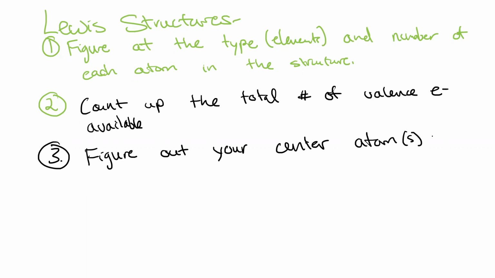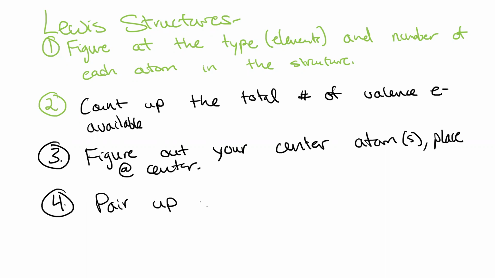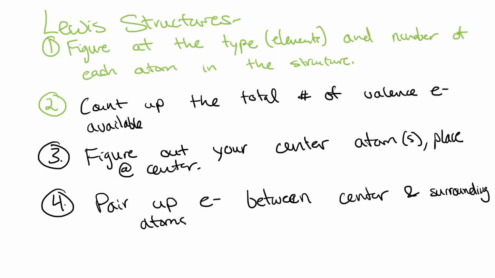And place it. Number 4, pair up electrons between center and surrounding atoms. This gives you your single bonds.